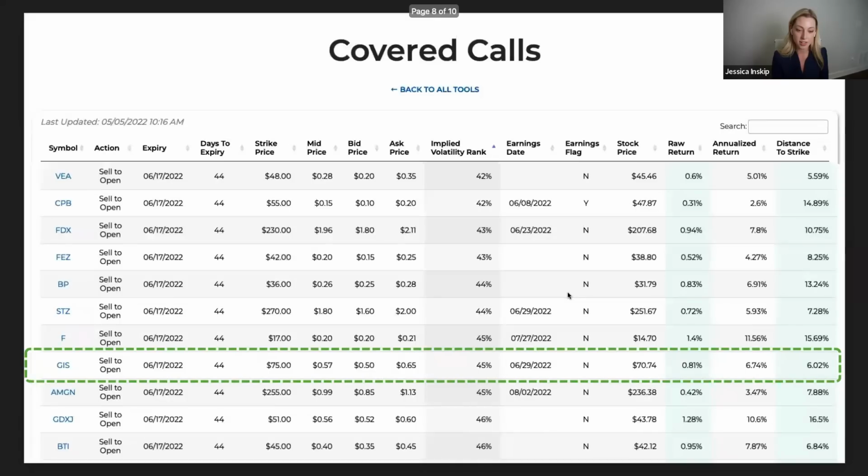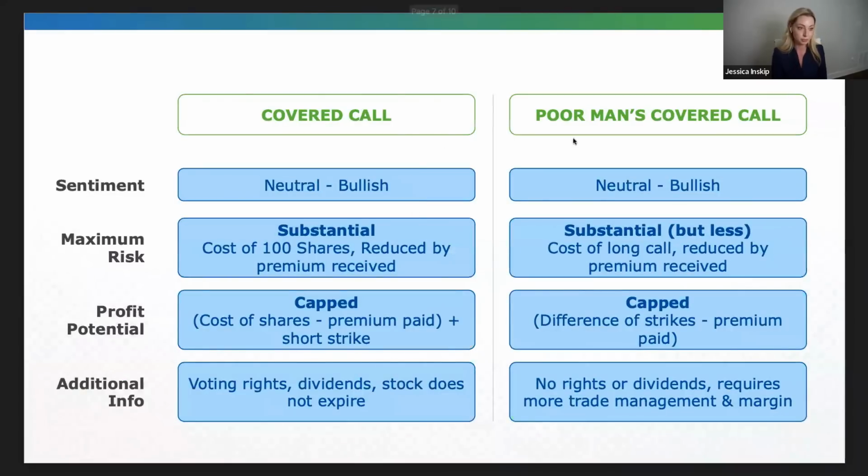And then a lot of what I just said is actually outlined in this next slide here. So a covered call versus a poor man's covered call, this is that risk reward that we want to look at, and the calculations are here as well. So your sentiment is neutral to bullish. This is a little more bullish biased, and so is the covered call. There is substantial risk because it's the cost of those shares reduced by the premium received for the covered call. There is substantial risk for the poor man's covered call, but it's less. It's the cost of the long call reduced by the premium received by that same short call. Your profit potential is capped in both instances.